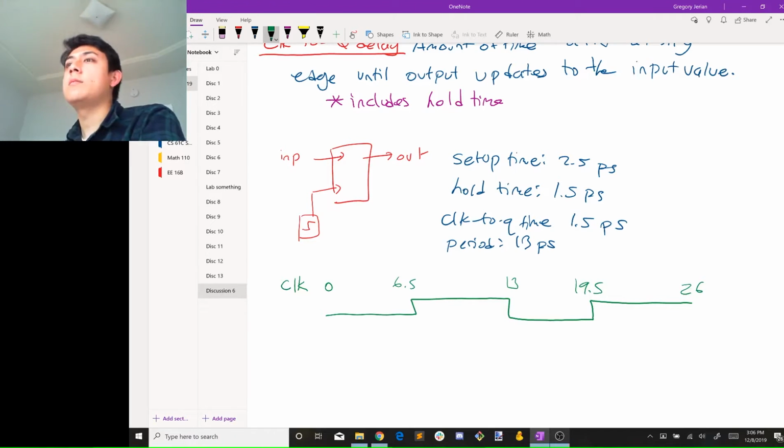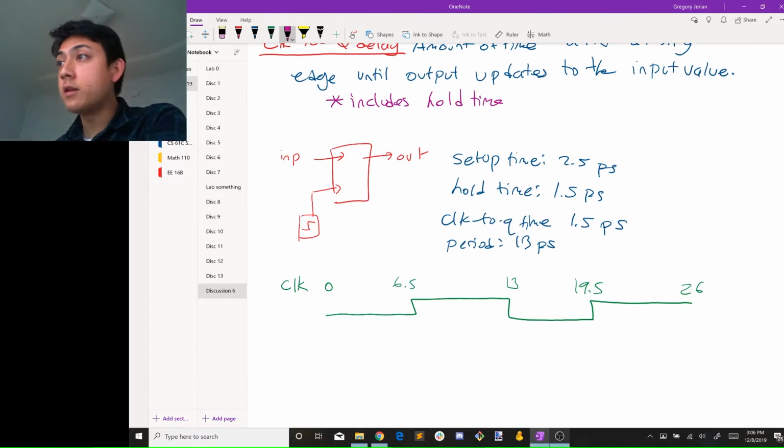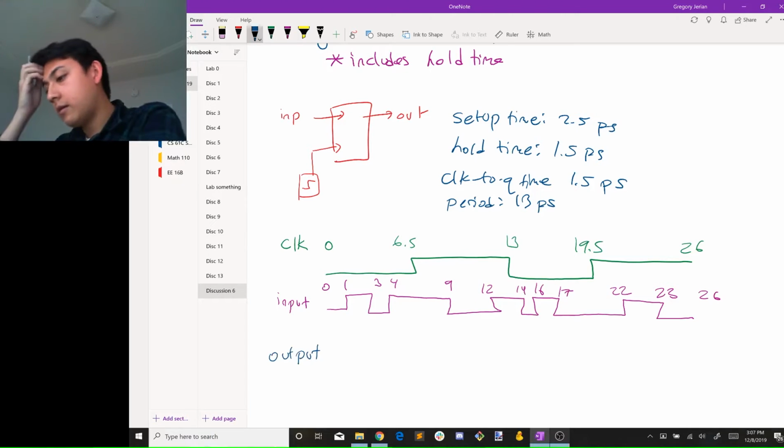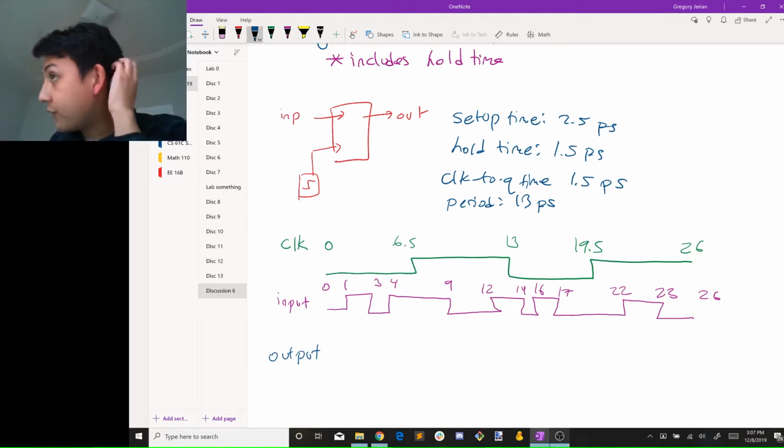Okay, cool. So now we're also going to get an input, and the input is also given to us. For some reason, they didn't draw times on these inputs in this discussion, but times should be given because otherwise we won't be able to tell about setup time and hold time. So we're just going to assume that they gave us some times. Okay, now I'm going to figure out the output.